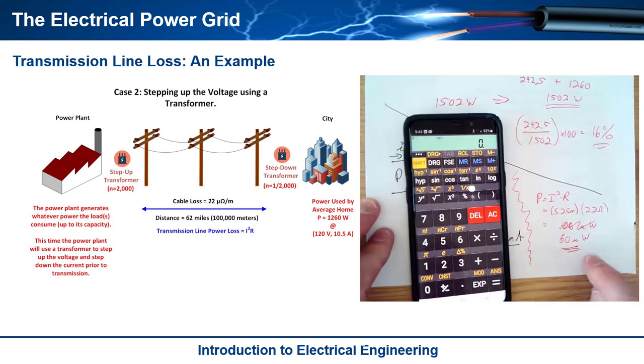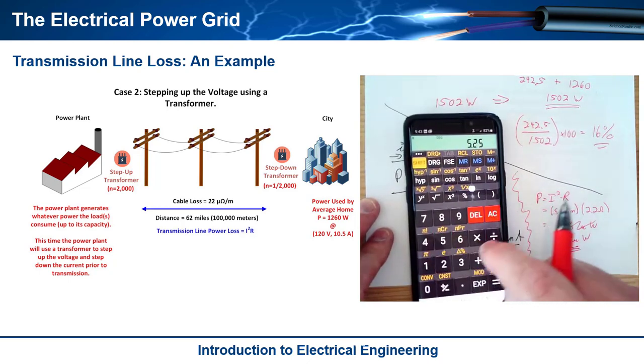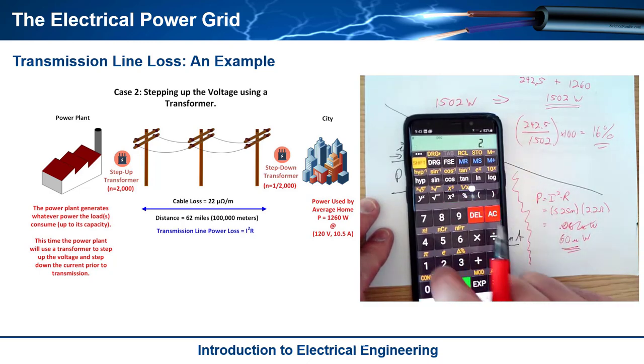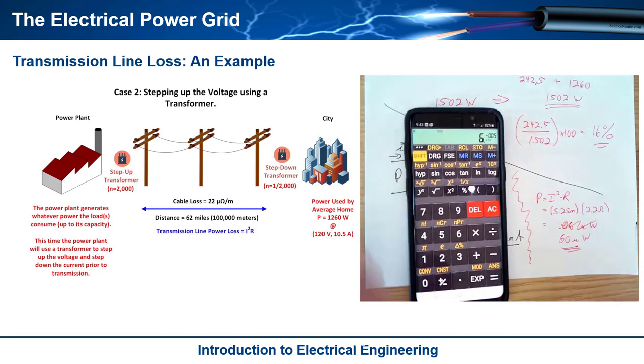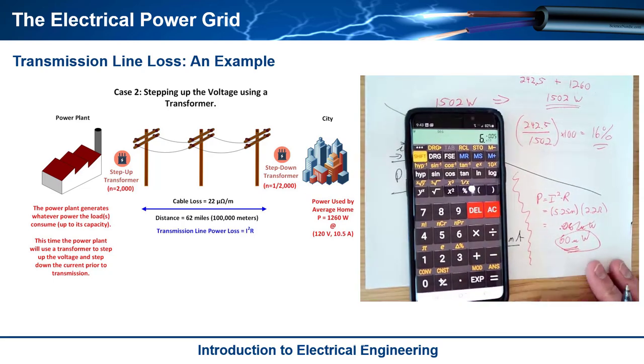Okay, let's do that calculation again. So 5.25 times 10 to the negative 3, squared, times 2.2 is equal to 6 times 10 to the negative 5. So it's 6 times 10 to the negative 5. So I only have 60 microwatts.